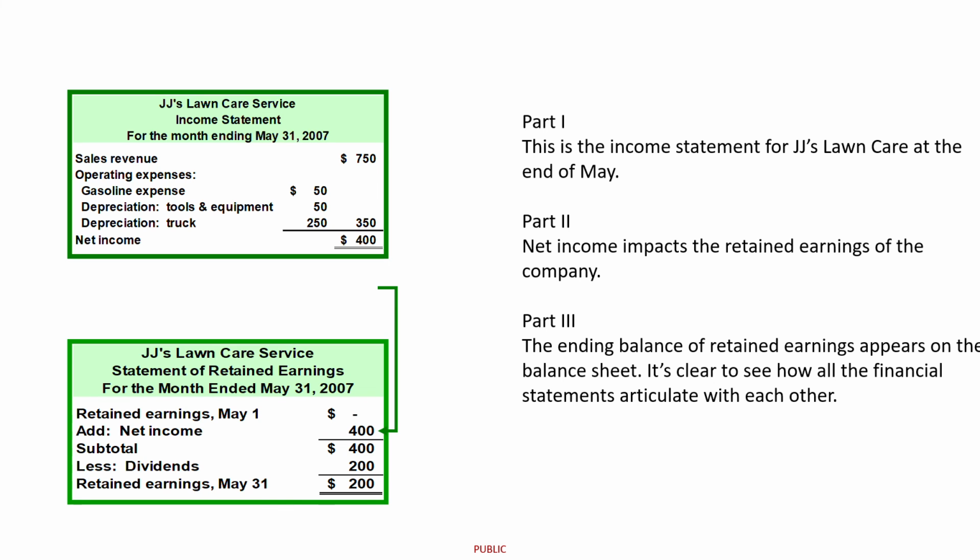So now income statement and statement of retained earnings. This is part 1: the income statement for JJ's Lawn Care at the end of May. Part 2 is how net income impacts the retained earnings of the company, and lastly part 3 is that the ending balance of retained earnings appears on the balance sheet. It's clear to see how all the financial statements articulate with each other.